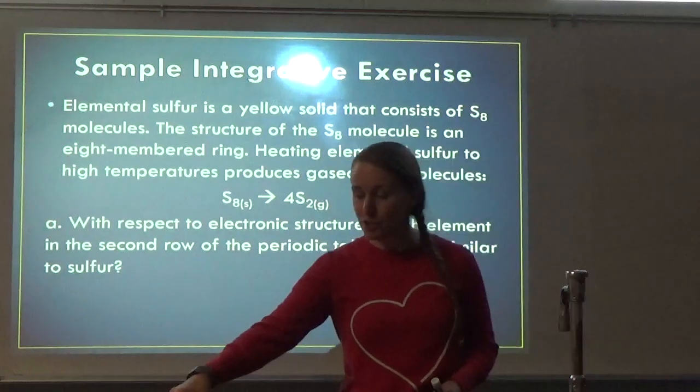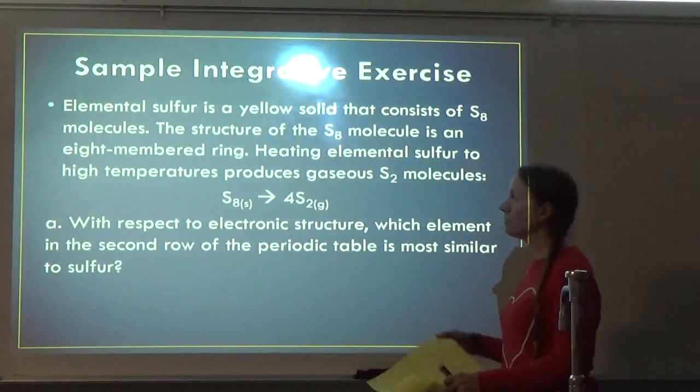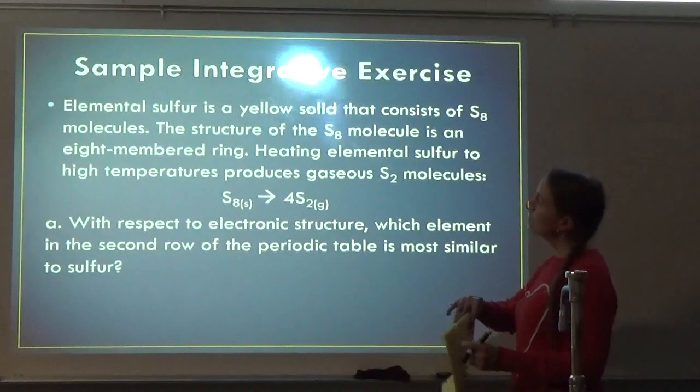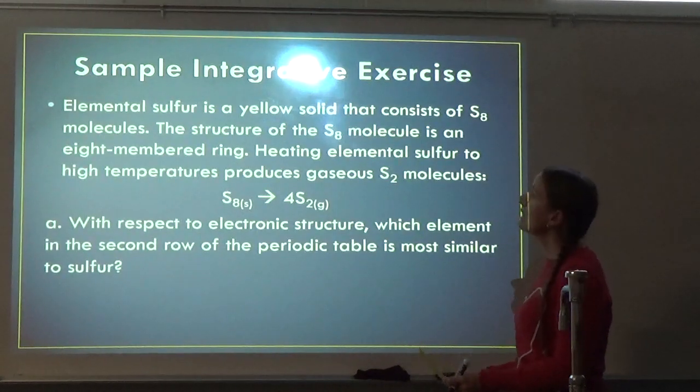All right, so moving on to our sample integrative exercise. Oh, we're almost done. So it says elemental sulfur is a yellow solid that consists of S8 molecules.